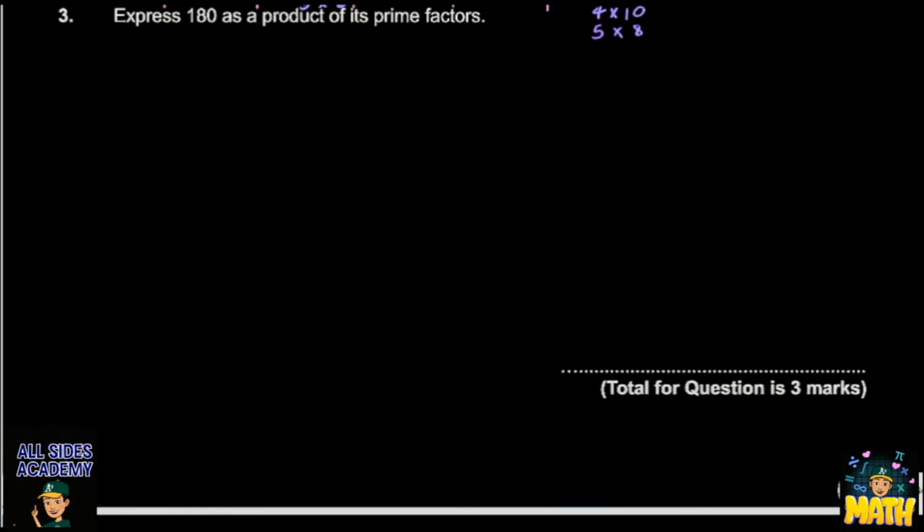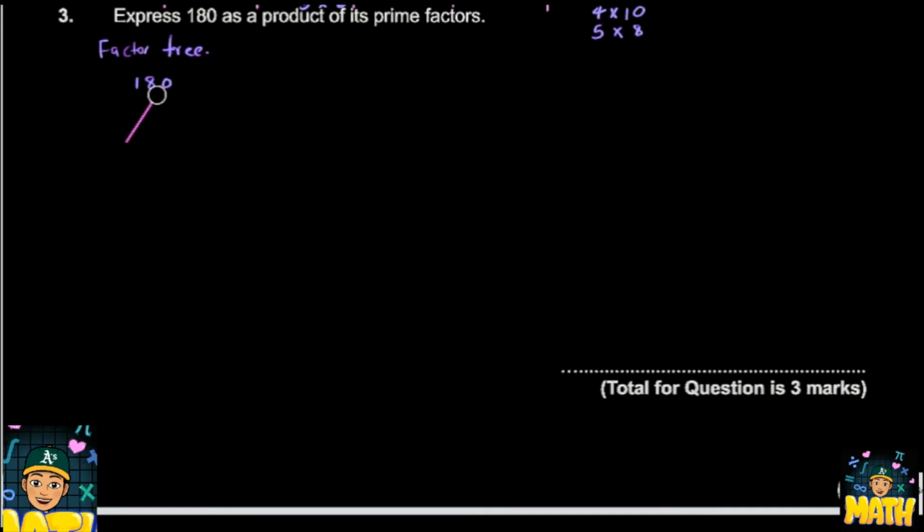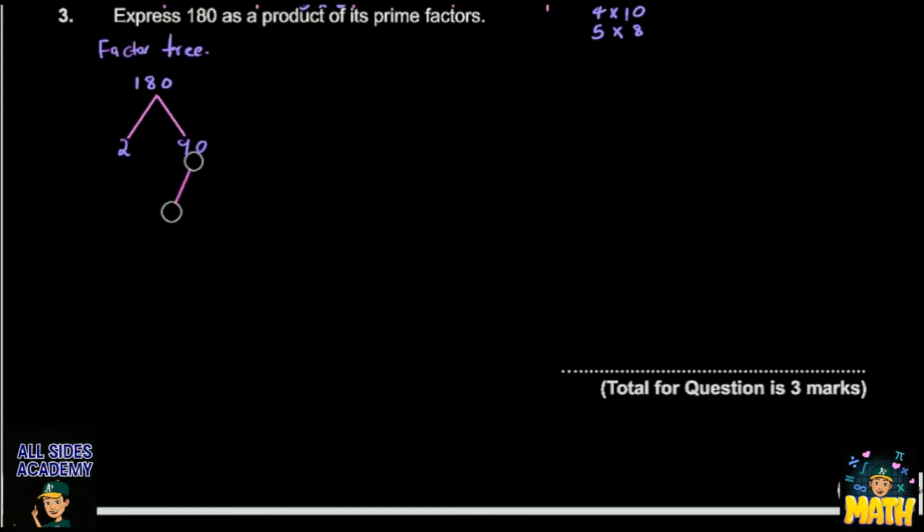All right, so this one asks us to express 180 as a product of its prime factors. So here I'm going to use a factor tree. This is what I mean by a factor tree. So I write 180 and then I write two neat terms right there. So I start with the first prime number, which is a 2. So it's 2 times 90.